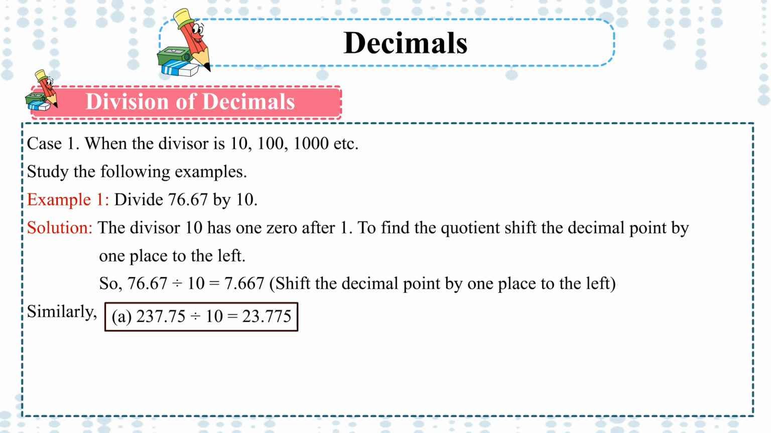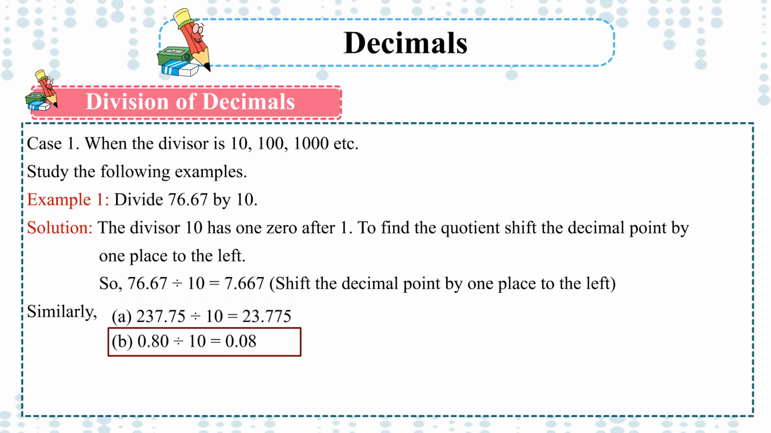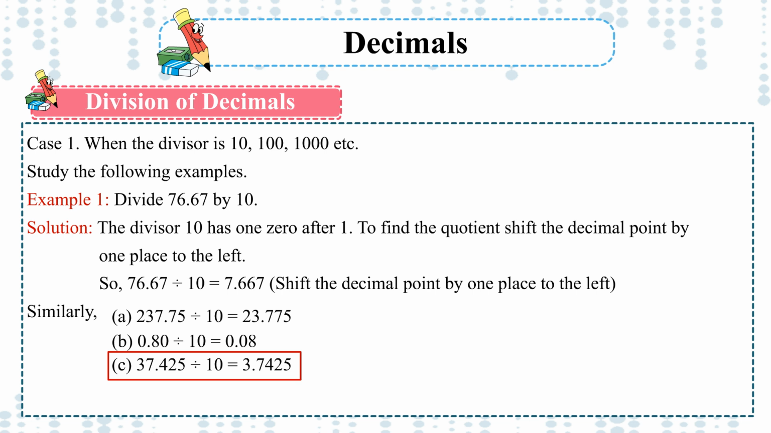Similarly, A. 237.75 divided by 10 equals 23.775. B. 0.80 divided by 10 equals 0.08. C. 37.425 divided by 10 equals 3.7425. D. 76.67 divided by 10 equals 7.667.